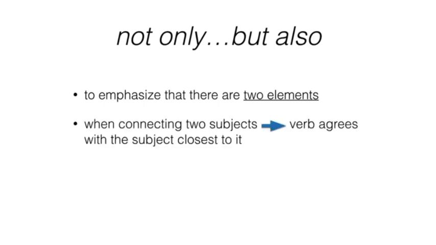Okay, let's talk about not only, but also, which are correlative conjunctions that emphasize that there are two elements, much like both and. When connecting two subjects with not only, but also, the verb agrees with the subject that is closest to it. You'll see an example in a minute.